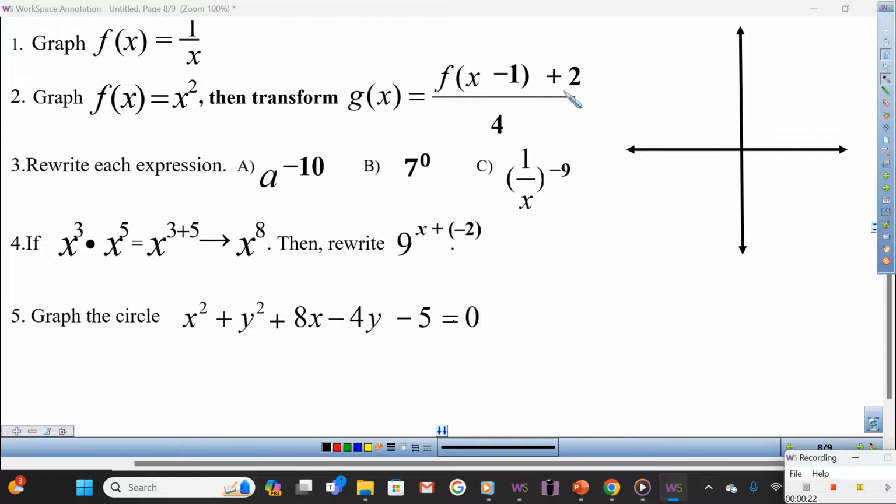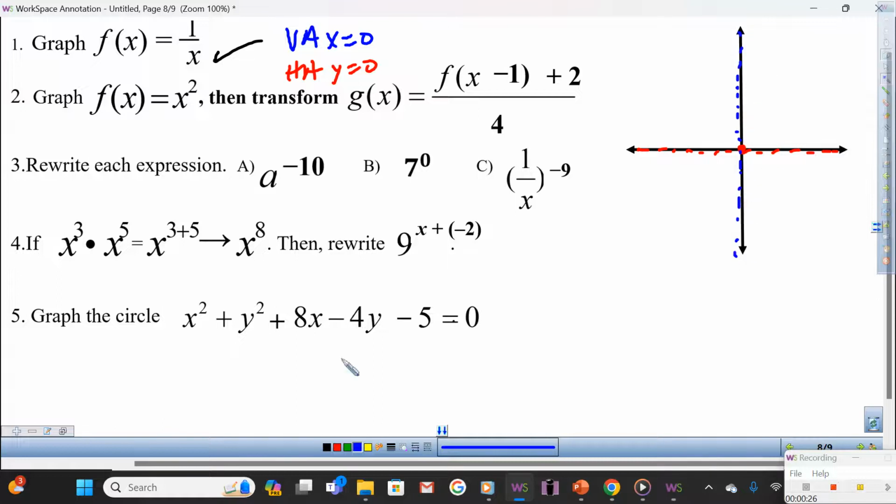Number 1, it says graph f of x equals 1 over x. So, first thing you should have done is identify what? The VA, which is 0, and the HA, which is also 0. So y at 0, x at 0. Using your table, you should have gotten your graph here and here. Hands up if you got something like that. Okay, good.